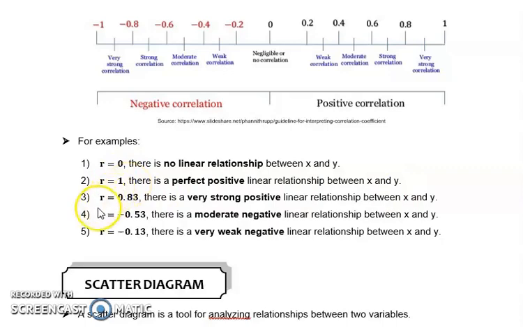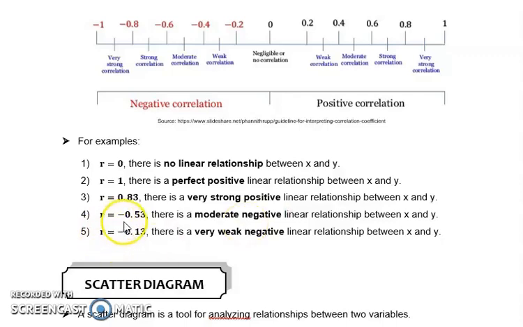Another example I give you here, R equal to 0.83. So we can conclude that there is a very strong positive linear relationship between x and y. If you just put there is a strong positive linear relationship between x and y also, no problem. I still accept.